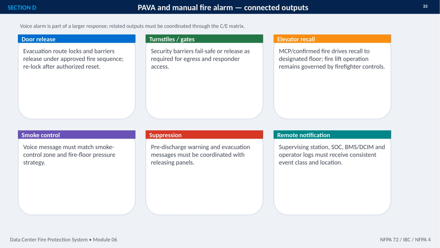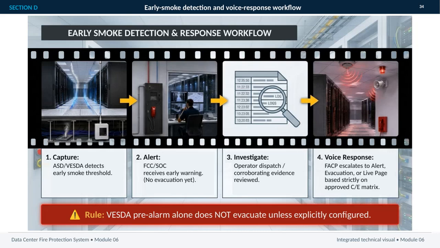These interfaces should be designed and tested against NFPA 72, the IBC, and NFPA 4. This slide shows the early smoke detection and response workflow, from the first signal through the decision to communicate or evacuate. The key principle is that early detection does not automatically mean evacuation.